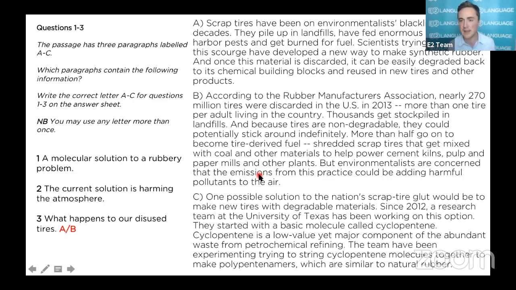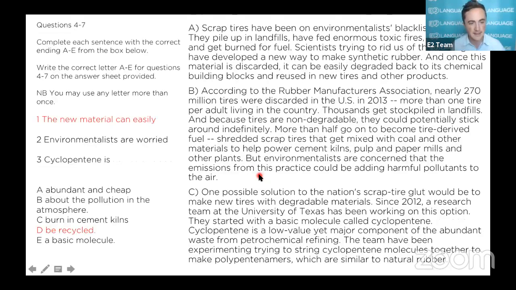If you had A or B, you are correct. Let's do this one. Hopefully I got this one right. The new material can easily be recycled. Right, so how do we do this one? First thing you want to do is just see if the sentence matches grammatically.